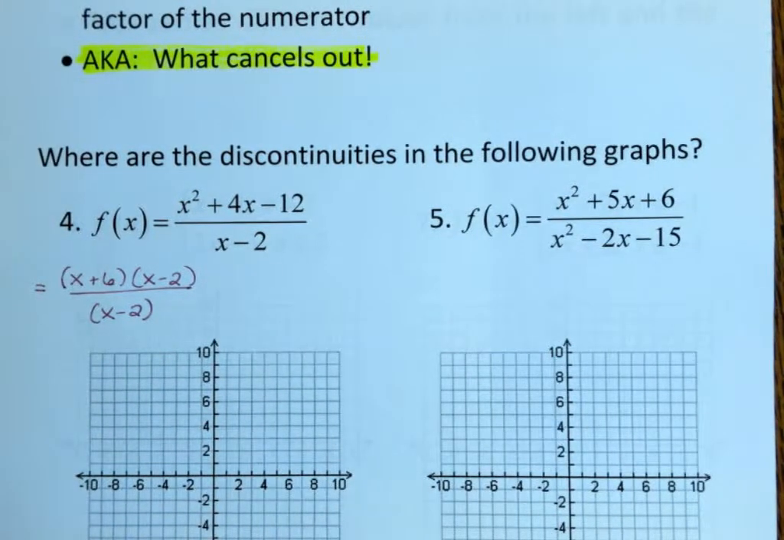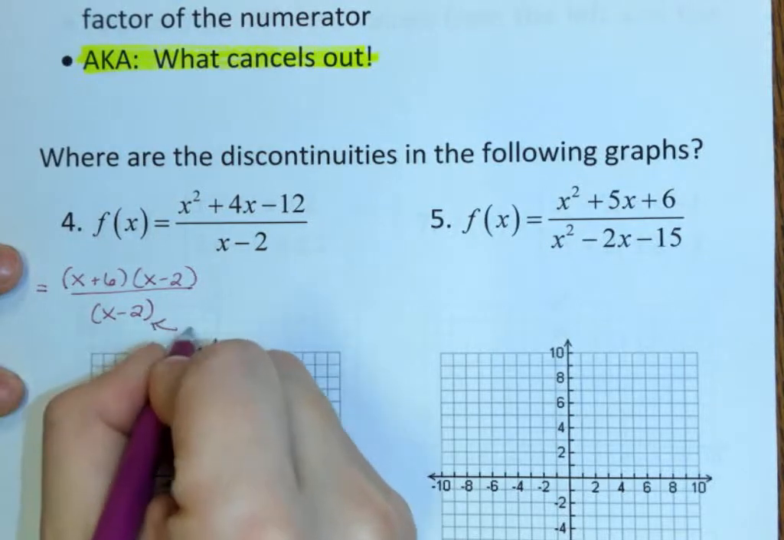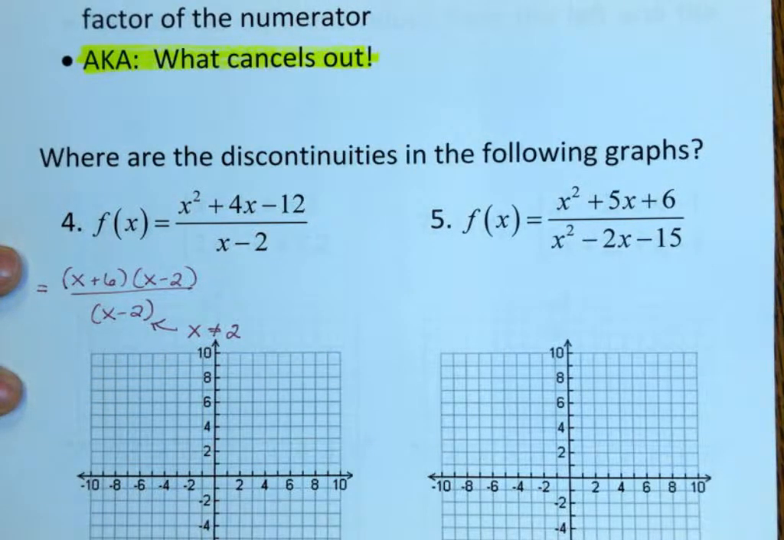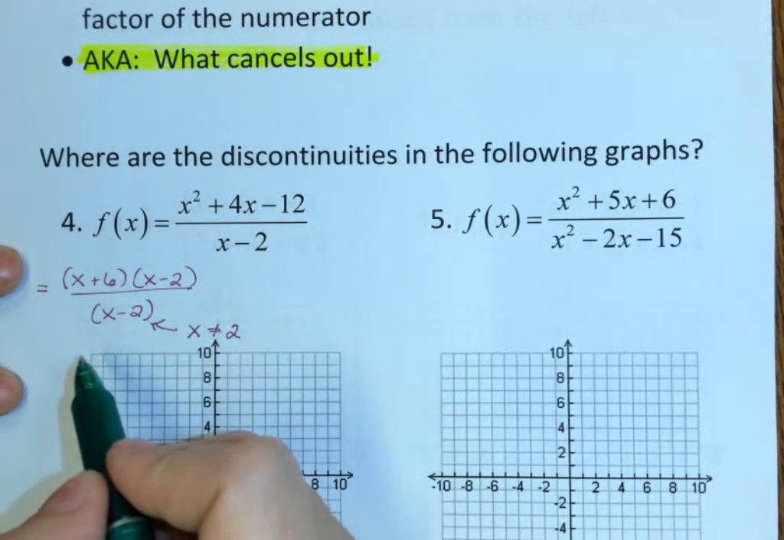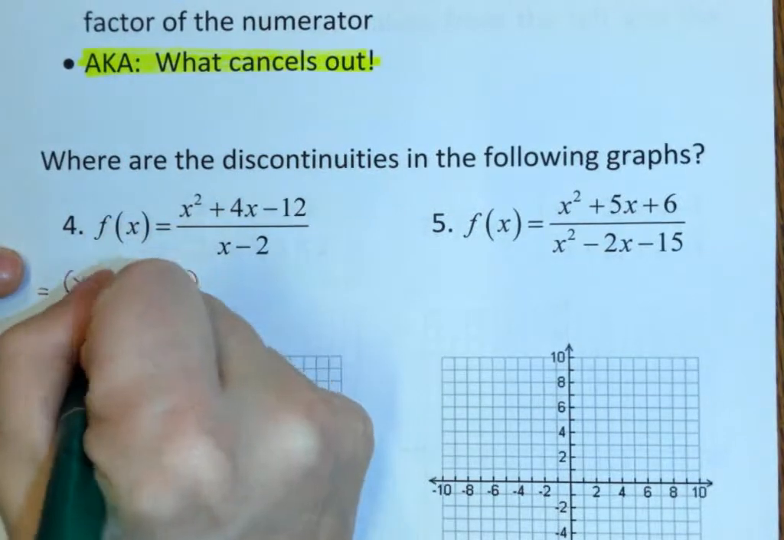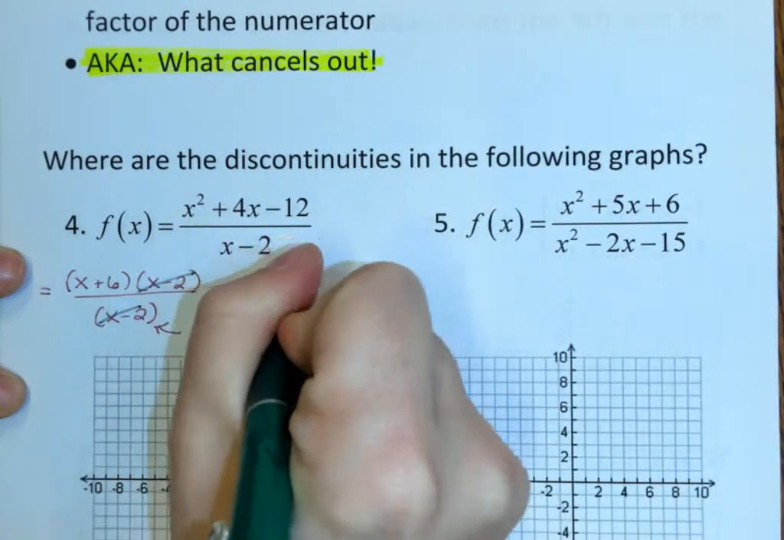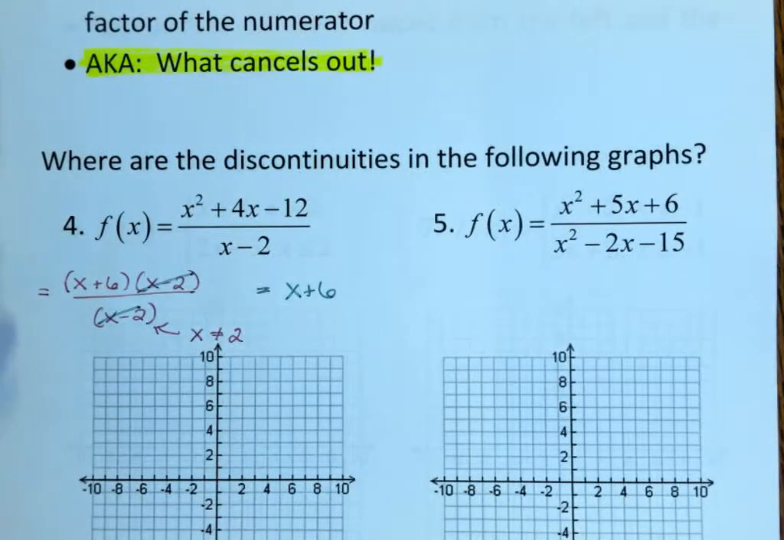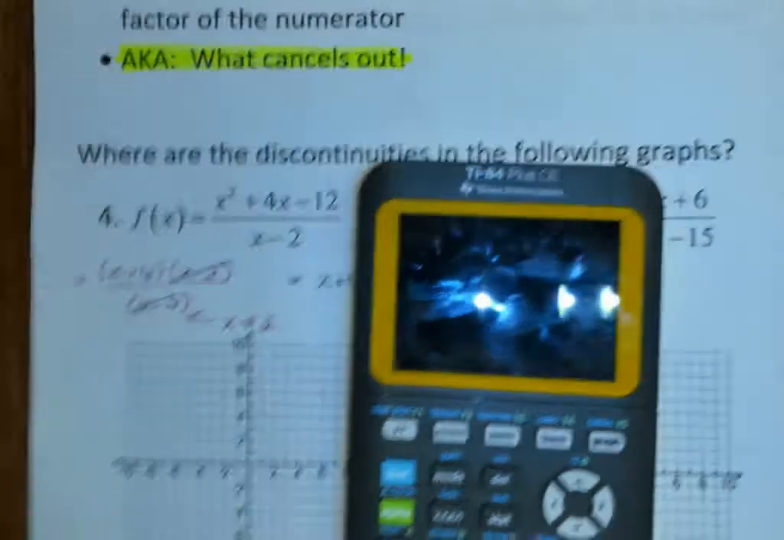Now, if I look at my original function, we do have a restriction. X cannot be positive 2. But what happens once I factor this out? You can cancel. Those two cancel, and I'm left with x plus 6. What does that mean in the world of the graph? Let's take a look.